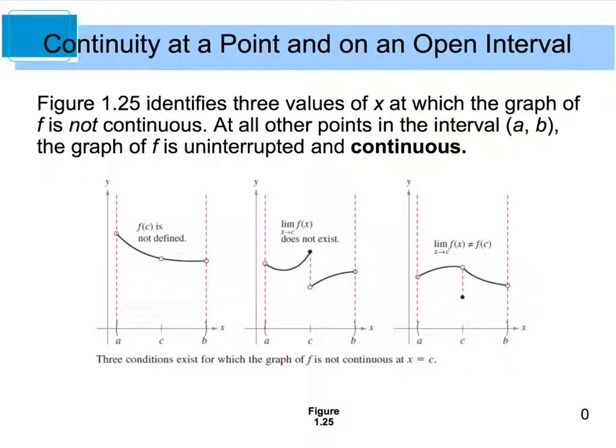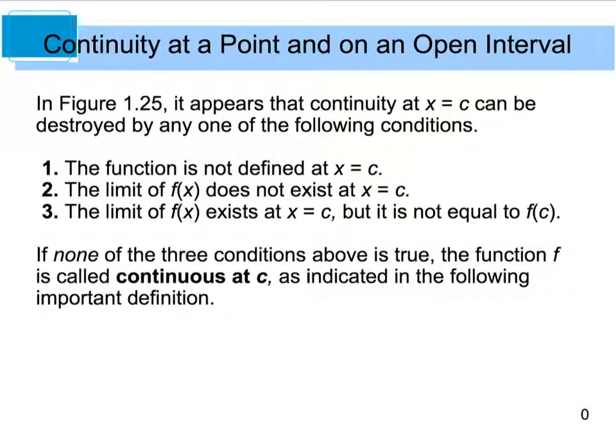There are three different ways a function could be not continuous, or three things that need to happen. First, the function needs to be defined at x equals c, so there needs to be a point at f of c. Second, the limit of f of x must exist at x equals c, so you can't have any jumps in the graph. Third, the limit of f of x exists at x equals c, but is not equal to f of c. So we need to make sure that we have a limit that equals where the point is located. The previous page shows those three examples that do not meet these conditions.